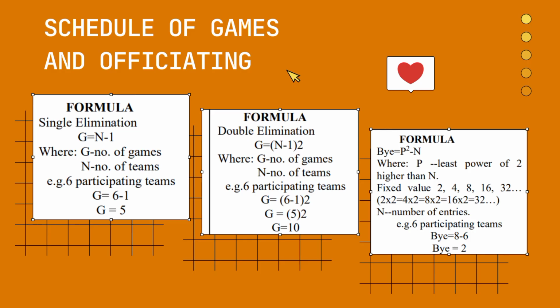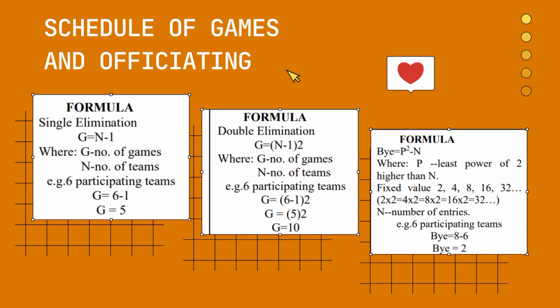Here is the formula for double elimination. G is equal to open parenthesis N minus 1 close parenthesis times 2, where G is the number of games and N stands for the number of teams. Example, 6 participating teams. G is equal to open parenthesis 6 minus 1 close parenthesis times 2. G is equal to 5 times 2, and we get 10. So the number of games for double elimination is 10.